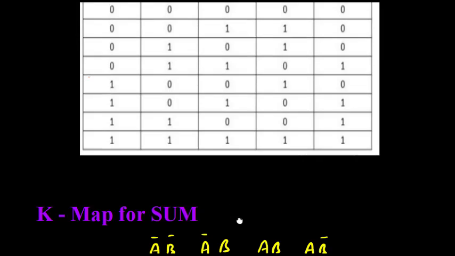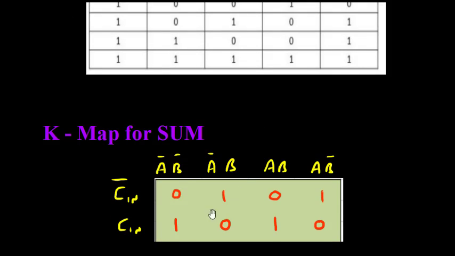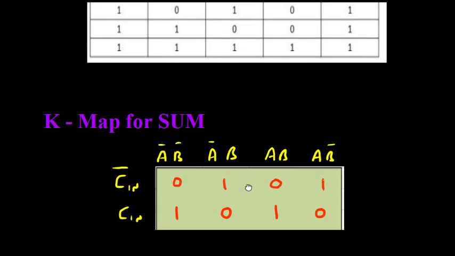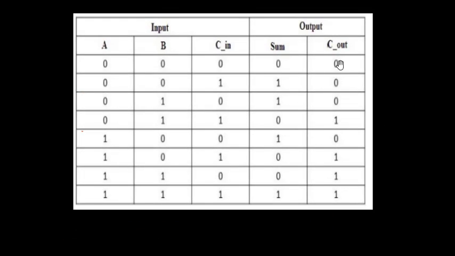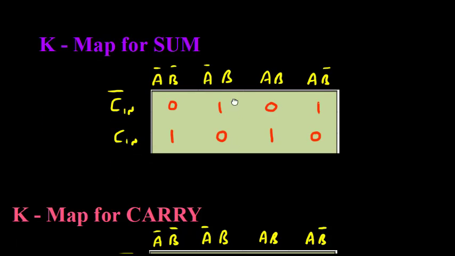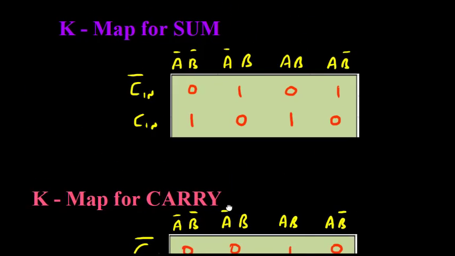A bar, B bar, Cin bar, so it is 0. Then A bar, B bar, Cin is 1 and so on. So this is what we get for the K-map for sum. Then we also draw the K-map for carry. So these are the inputs and outputs. This is the K-map for carry, with A bar B bar, A bar B, A B, and so on. So here this is the K-map for carry and this is the K-map for sum.